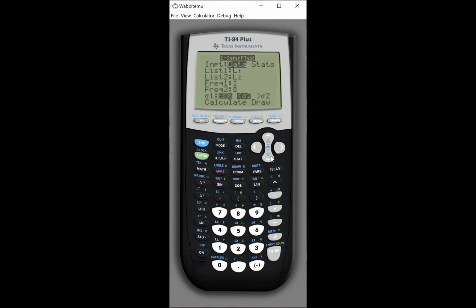So all I have to do here is change that to greater than. And we go to calculate. All right, so now that's more reasonable. So if you look at my p-value, we get 0.0348.